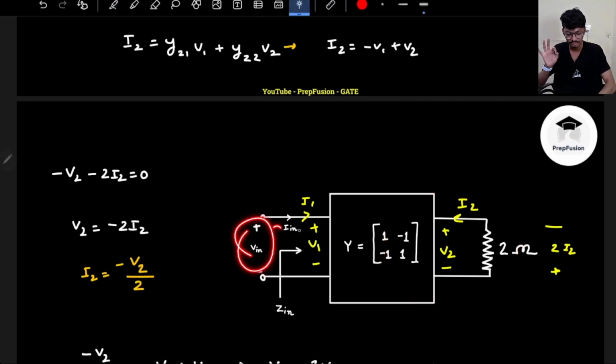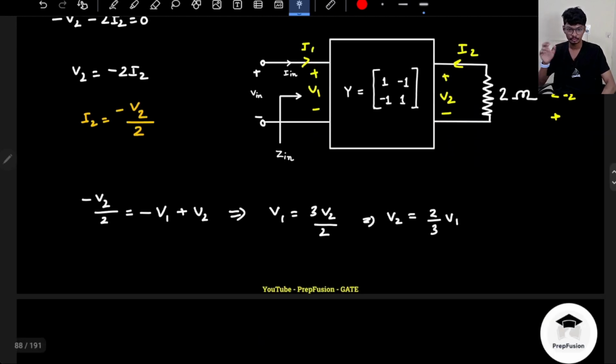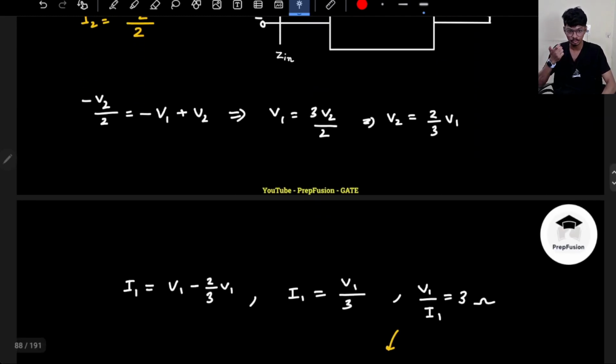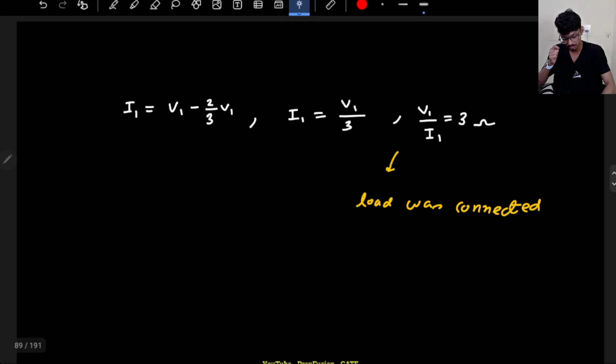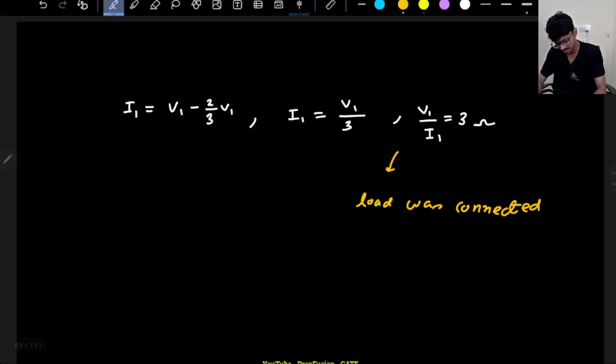Whenever your supply is connected, you will also observe that a few terms will become unconditional. So this is the unconditional input impedance Zn. So this is the answer of this question. 3 ohms is the answer of this question.